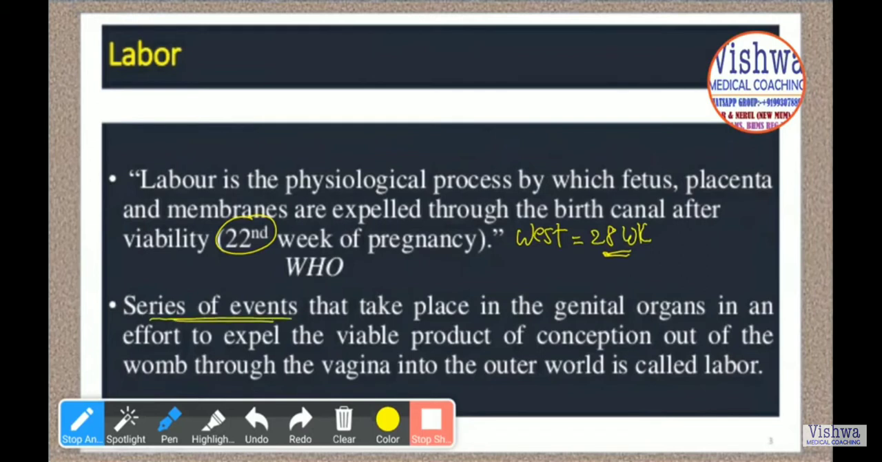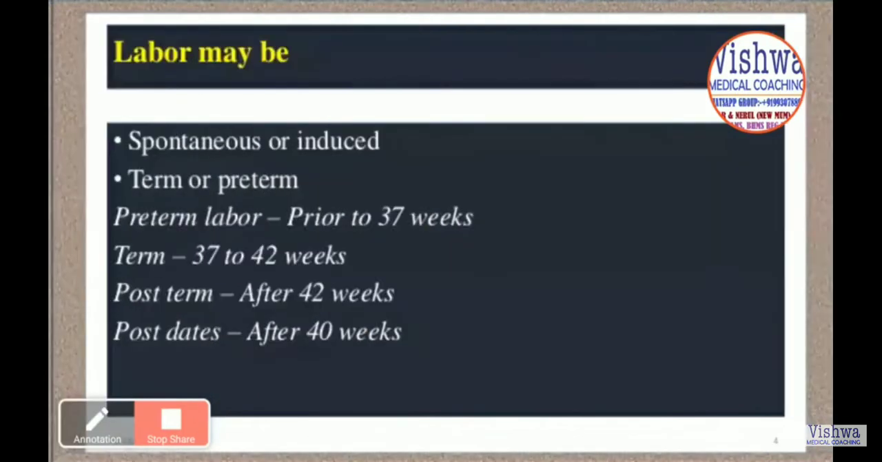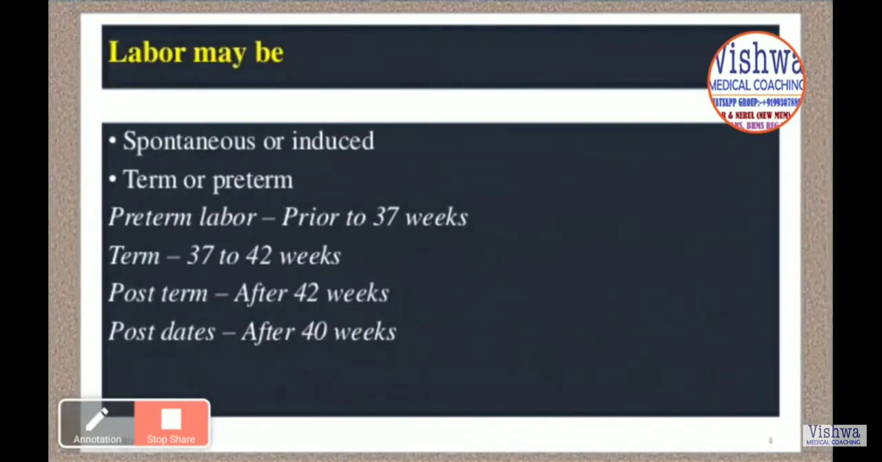Now, remember, there is a series of events occurring in the genital organs that give rise to the expulsion of the products of conception out of the mother's womb. Now let's come to the criteria for normal labor.